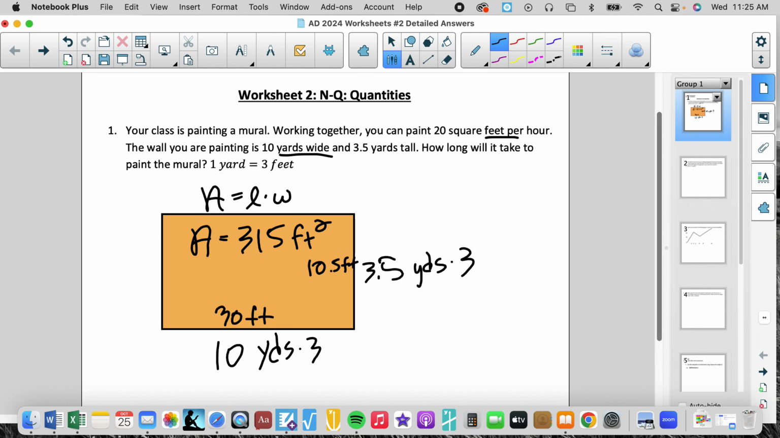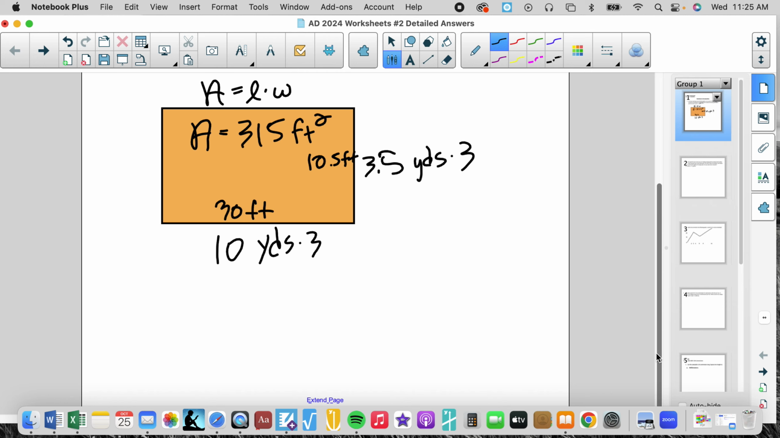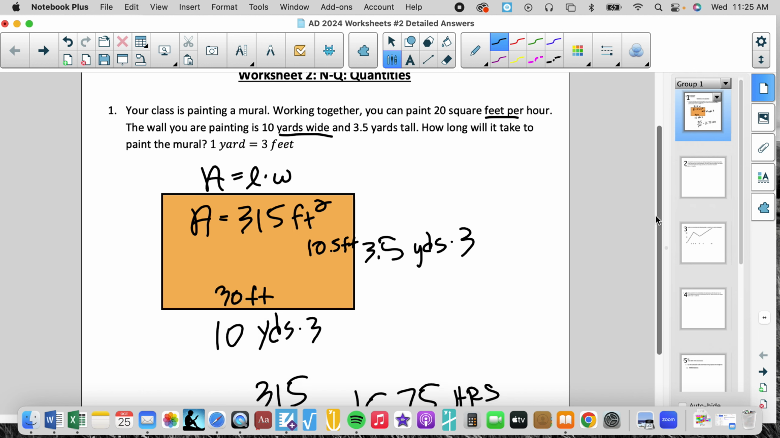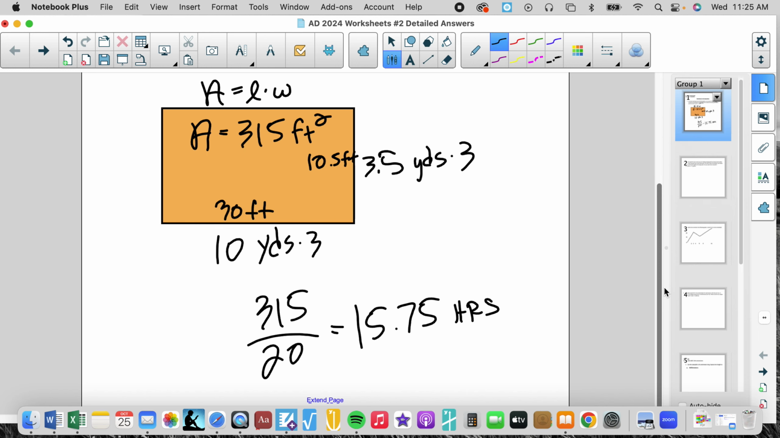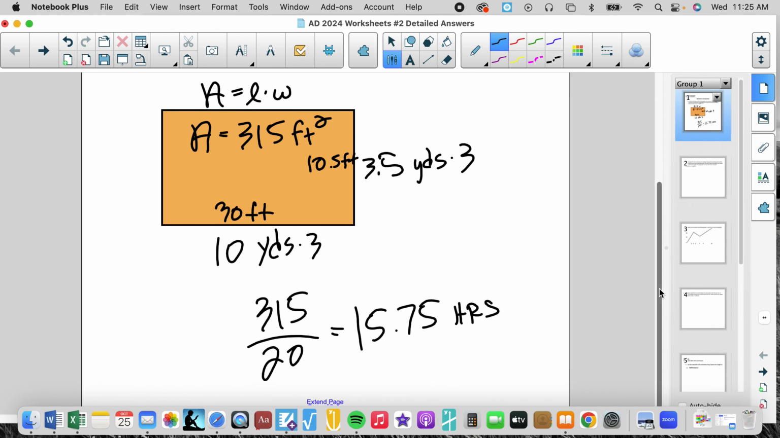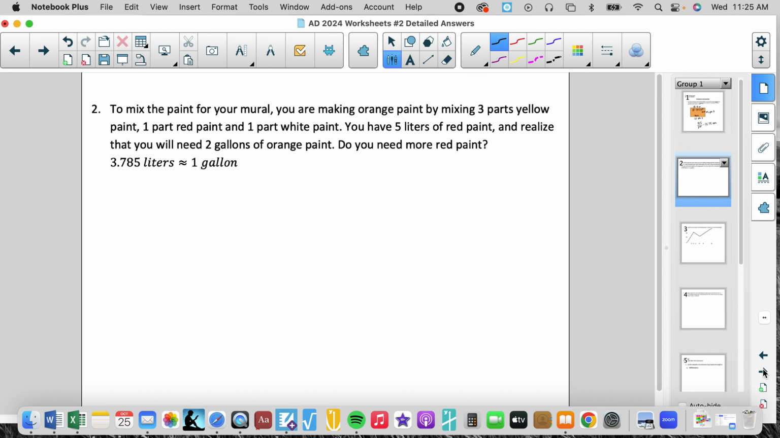And if we paint at 20 square feet per hour, we would have 315 divided by 20, which gives us 15.75 hours. So if we wanted to see how long it would take us, 15.75 hours, or 15 hours and 45 minutes. Good? All right, either answer would be acceptable depending on if they say give the time in hours. I think that's pretty much it.